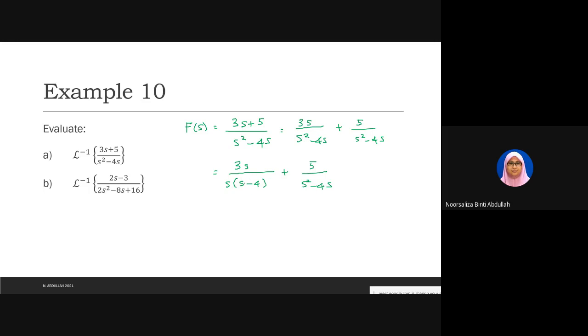Here we want to use the first shift theorem, which is Fs minus A. This means that in this part we must have S minus A. So this one we already have S minus A, which is S minus 4. And this one also we have to modify so that we can have S minus A.